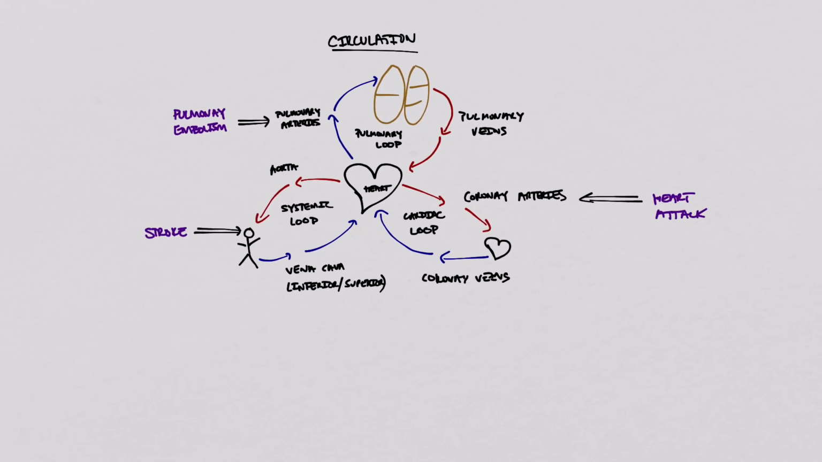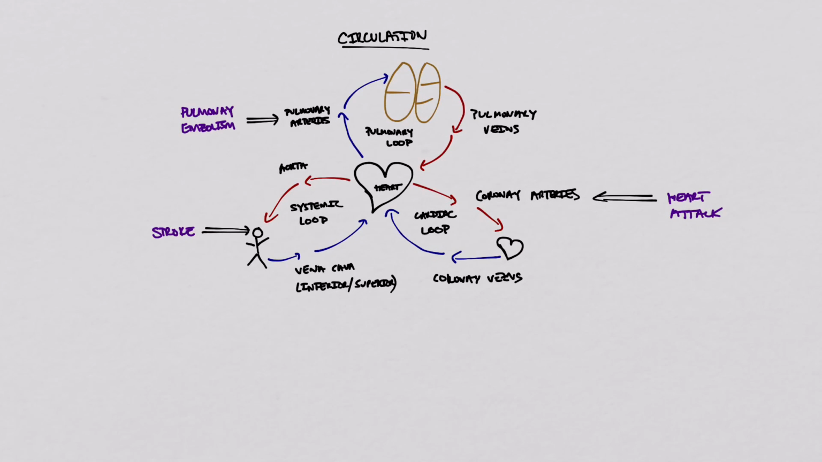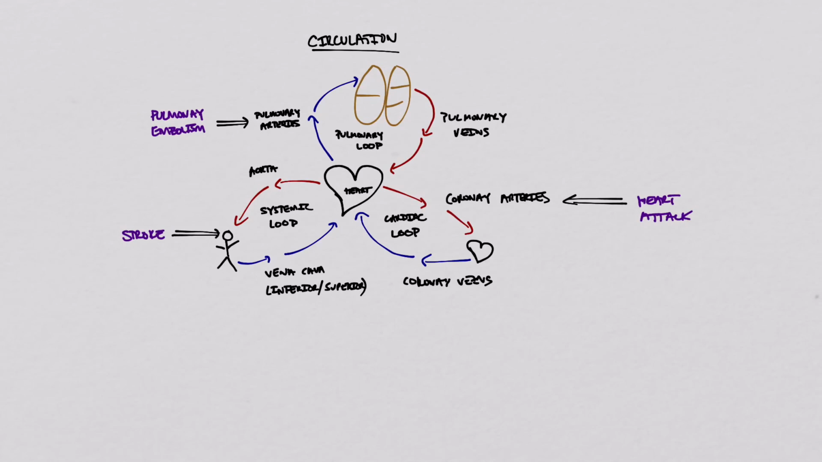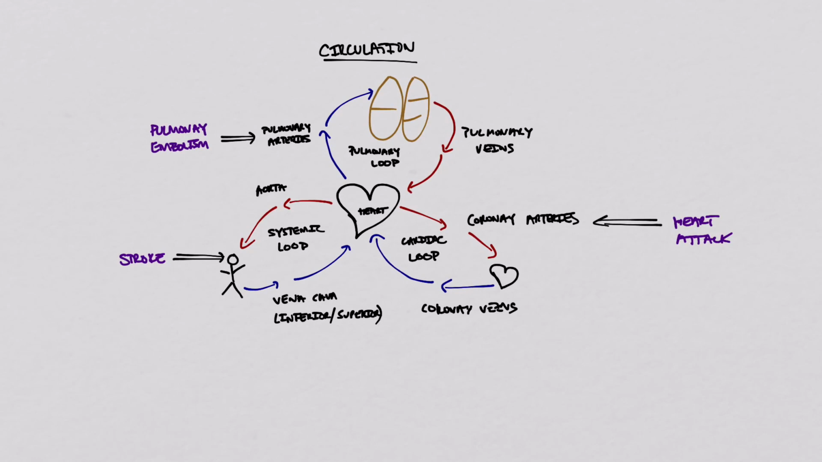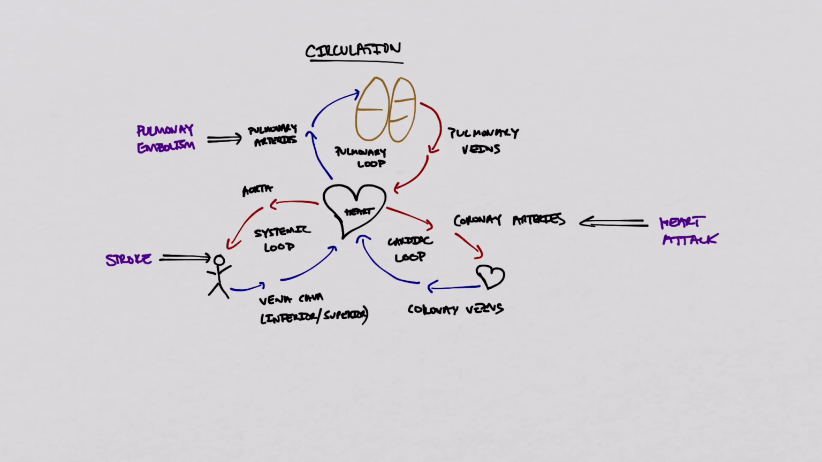So all three of these different types of blockages in the circulatory system are potentially really bad and can be fatal. Okay, so to end on that happy note, the good news is that it all fits into one nice little diagram at the end.